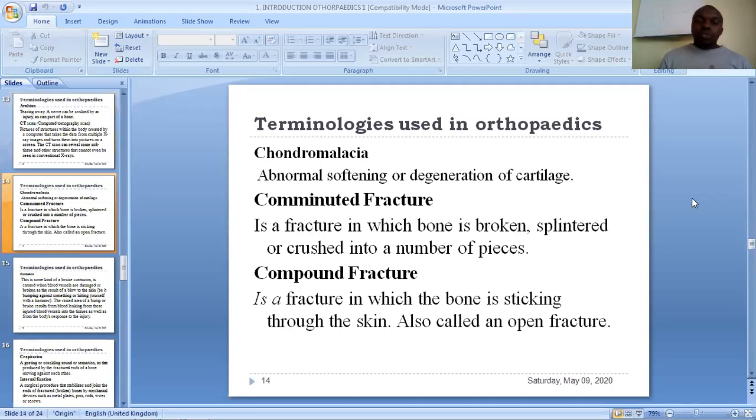The other terminology to look at is chondromalacia. This is simply an abnormal softening or degeneration of the cartilage. The other terminology to look at is comminuted fractures.